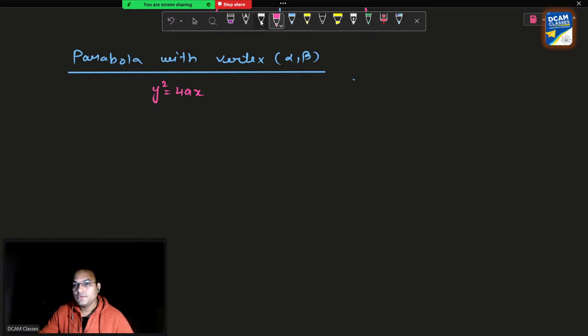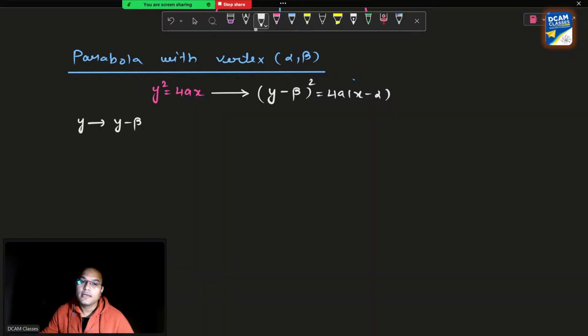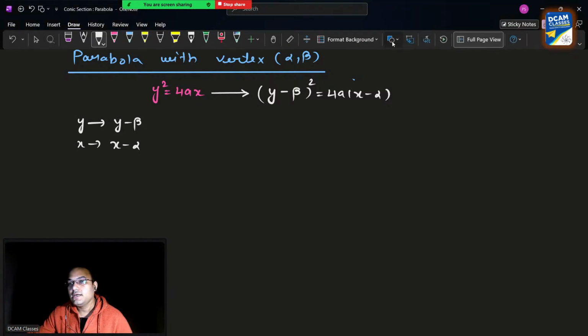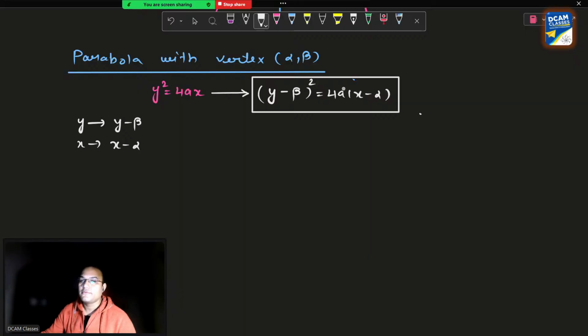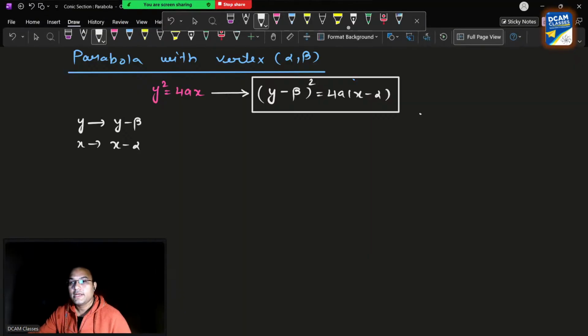Now, the first and foremost thing is, whenever you frame the equation of a parabola with vertex alpha comma beta, y square is equal to 4ax becomes y minus beta whole square is equal to 4a into x minus alpha. That's the first thing. y becomes y minus beta, x becomes x minus alpha. So the parabola of the type y square is equal to 4ax, whose vertex is at alpha comma beta, is this. Remember, first thing first. Now we'll try to plot everything.